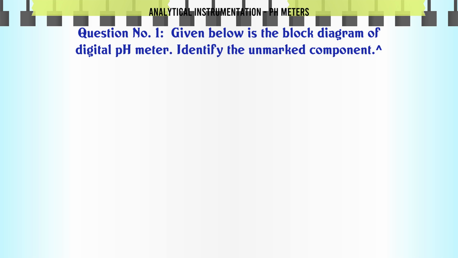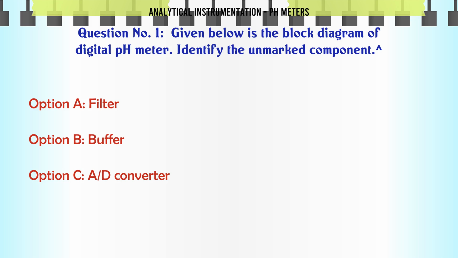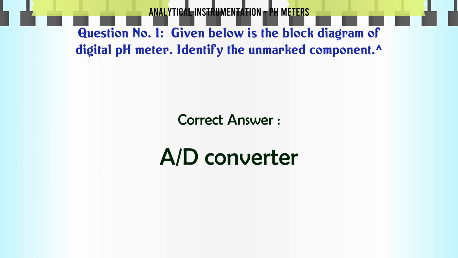Given below is the block diagram of digital pH meter. Identify the unmarked component. A. Filter. B. Buffer. C. AD converter. D. DA converter. The correct answer is AD converter.